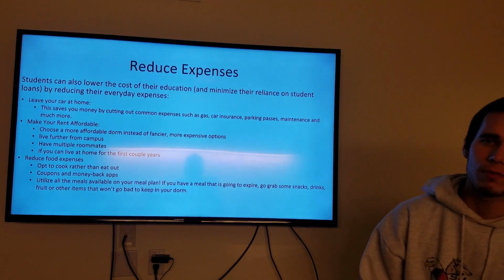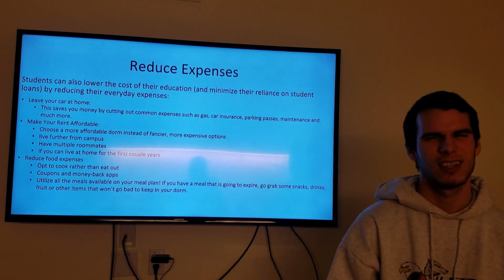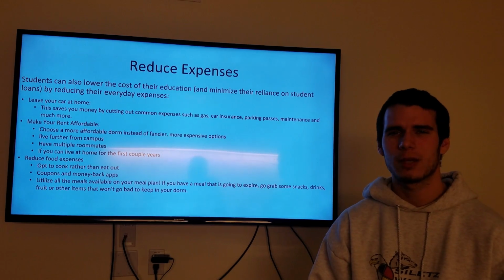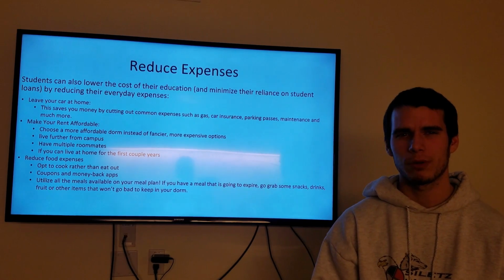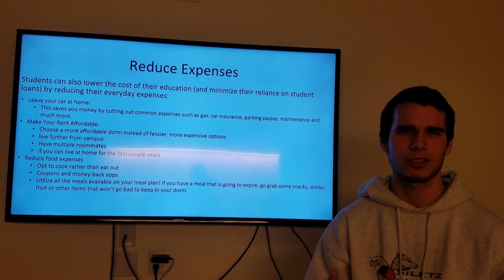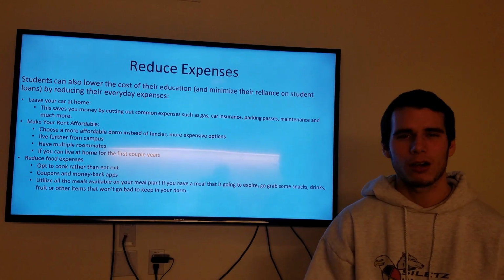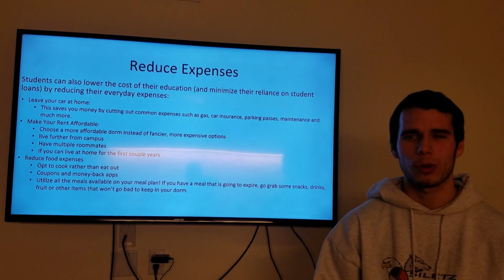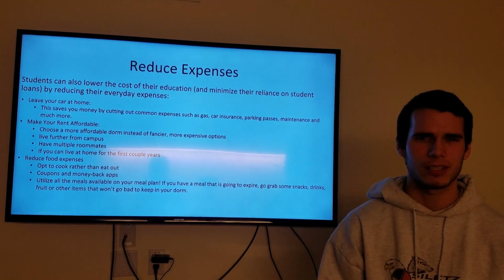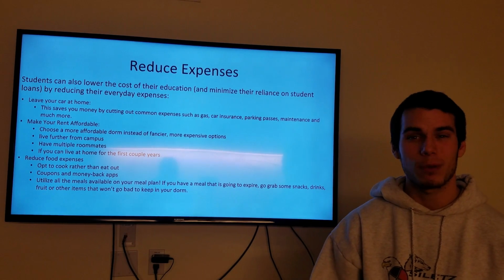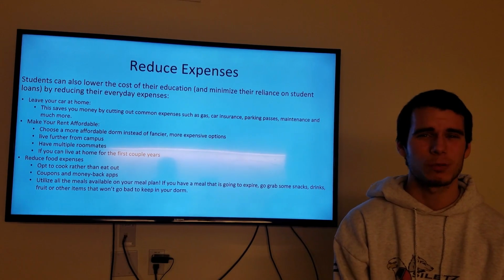The fourth and final cost would be to reduce your expenses. This can kind of be a very typical thing people look for, but you don't have to reduce your expenses so low that you don't enjoy your life. Students, you can leave your car at home. You can take the bus. This saves you a great bit of money just by cutting out the common expenses such as gas, car insurance, parking passes, maintenance, and much, much more.